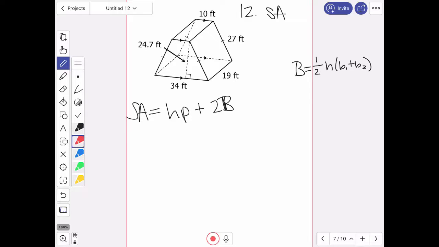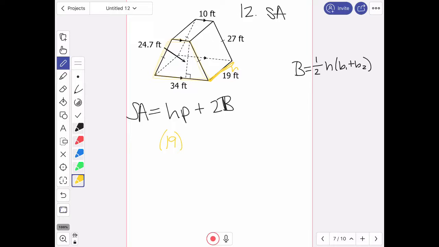So let's look at what we have. I know this H is going to stand for the height between the bases. Since this is a trapezoidal prism, that means this trapezoid here is my base. So I'm going to kind of highlight that. Okay, so if this is one of my bases, that would mean that this 19 feet is my height between the bases. So I'm going to make note of 19 is my height.